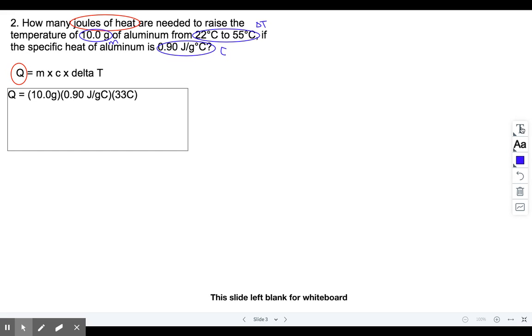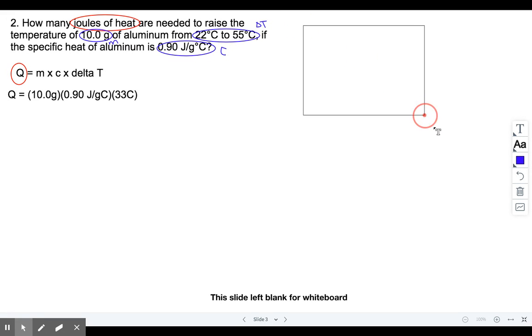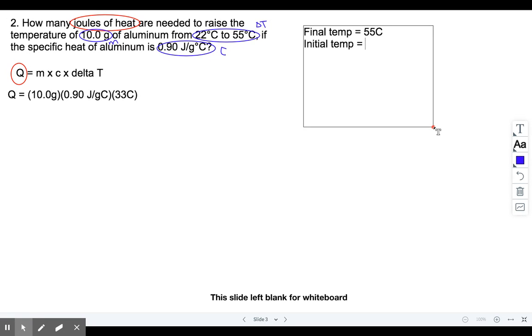Now, how did I get that 33 degrees Celsius? Well, I remember take the final temperature. So the final temperature of the aluminum is 55 degrees Celsius. The initial temp was 22 degrees Celsius. I subtract those two and come up with a change. And that would be 33 degrees Celsius. Okay, so I just subtracted those two. So I subtracted my initial from my final. It's giving me 33 degrees.